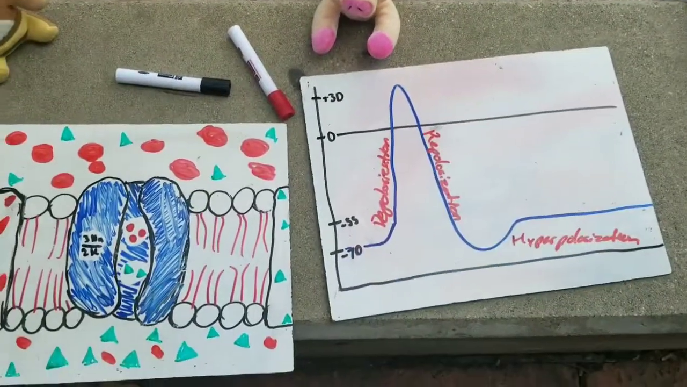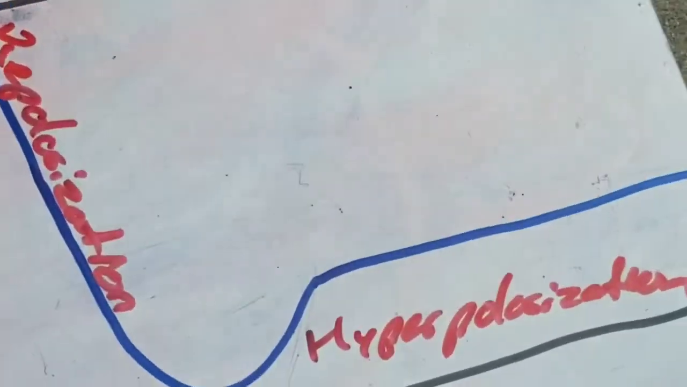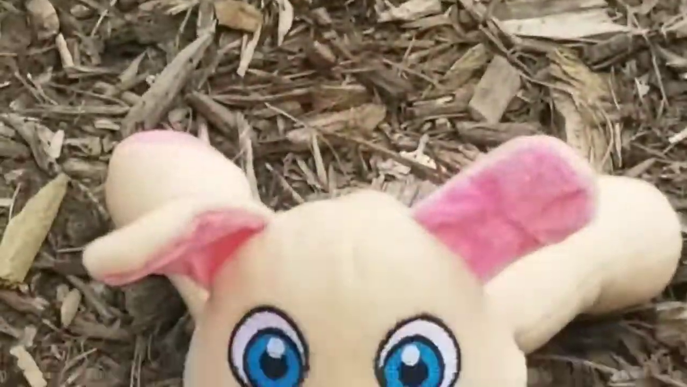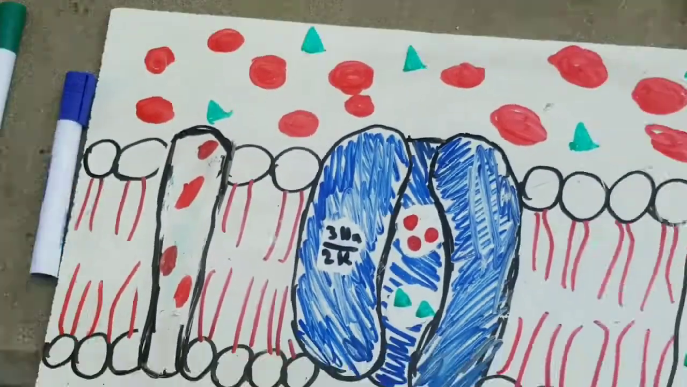Now, in the resting state, this final stage right here, where it looks like you flatlined and it looks like you might have died, that's when all gated potassium and sodium channels are closed.